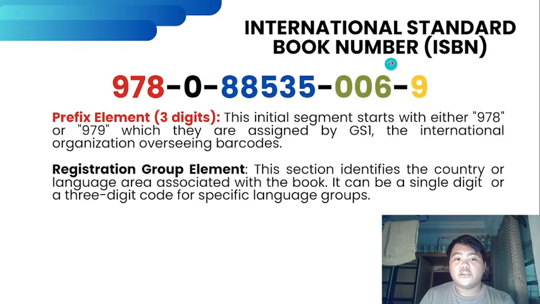The first part is the prefix element, which only contains 3 digits, either 978 or 979, assigned by GS1, the international organization that oversees barcodes. The second part is the registration group element, which is similar to the first part mentioned in ISBN 10. In the registration group element, it identifies the country or language area associated with the book. It can be a single digit or a 3-digit code for specific language groups.